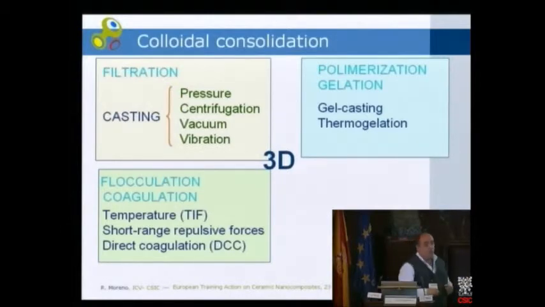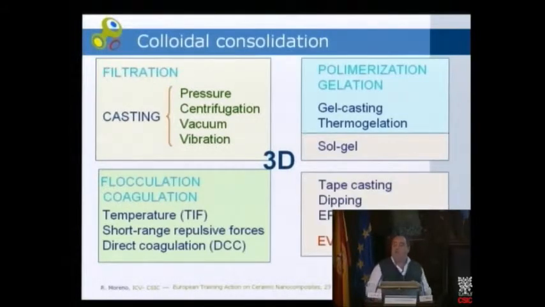The third possibility is to polymerize in situ. In this case, we have two possible forming mechanisms depending on the polymerization way. We can promote polymerization from monomers, just chemical polymerization in the gel casting process, or by changing the temperature, we can promote the formation of a gel, like in the cooking for producing most of the products we consume. This is the thermogelation process.